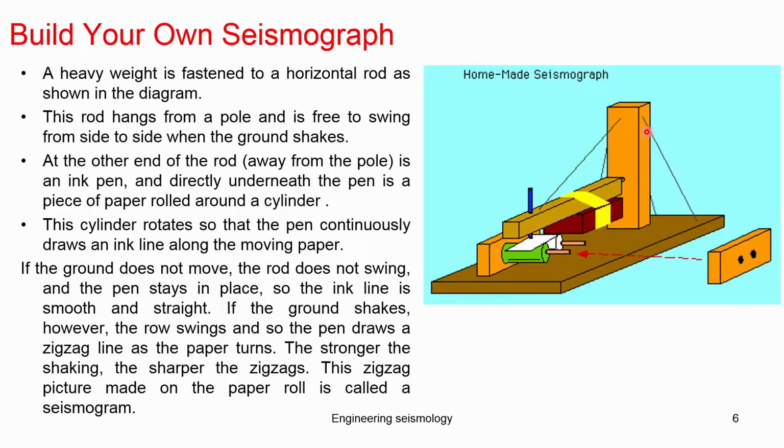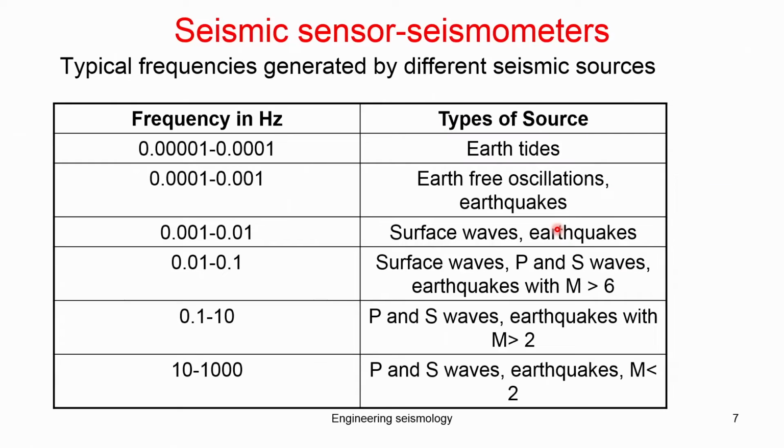The simple way this works can be understood from the build-your-own-seismogram concept, where there is a mass suspended here. When the ground is still, this mass does not move; when the ground vibrates, it moves back and forth. This is a simple wooden, homemade seismogram you can make, and you can shake it and see. You can find plenty of related videos and explanations of the seismogram on YouTube, so you can refer to those and enhance your knowledge of this subject.